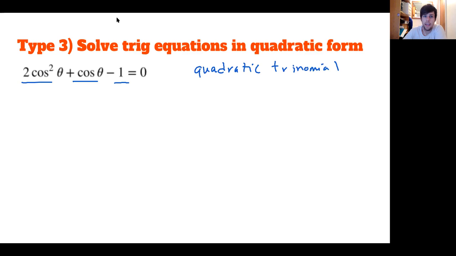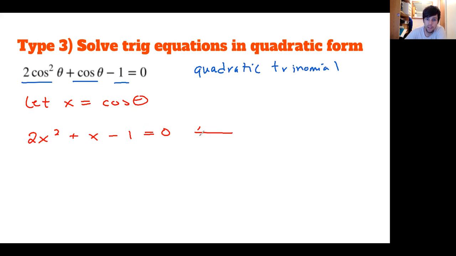So we're going to create a different type of substitution for this. We're going to let x equal the cosine of theta. X is equal to cosine of theta, which means directly that x squared is equal to cosine squared theta. Square both sides, we get this, right? But anyway, this cosine squared becomes 2x squared. This cosine simply becomes x, and this becomes minus 1.